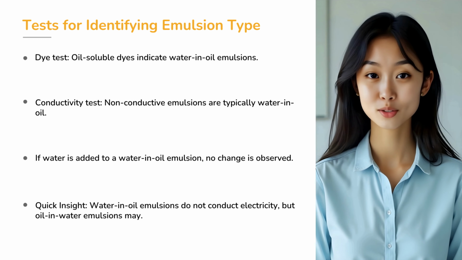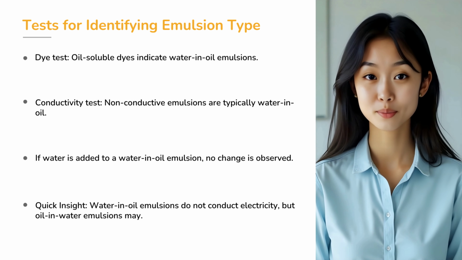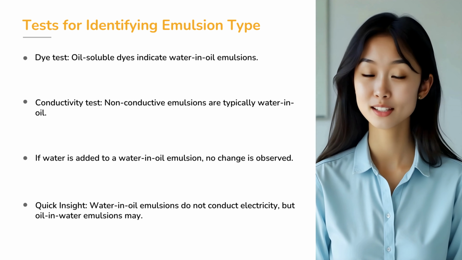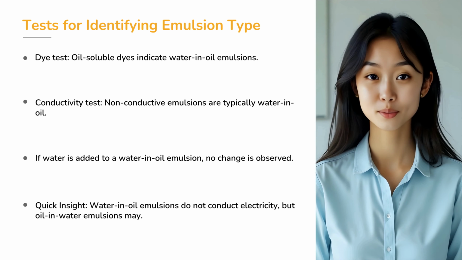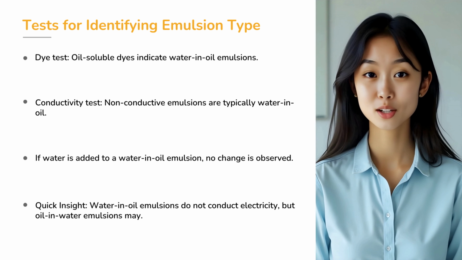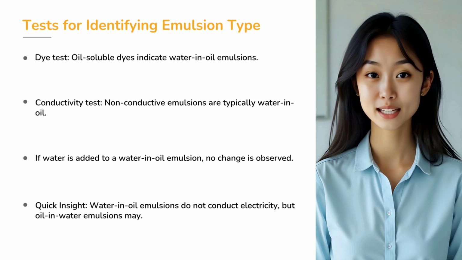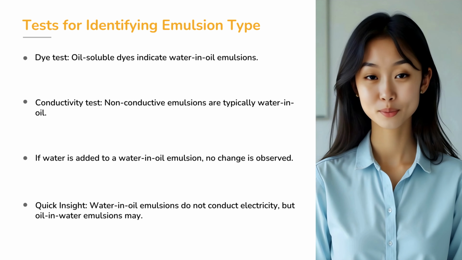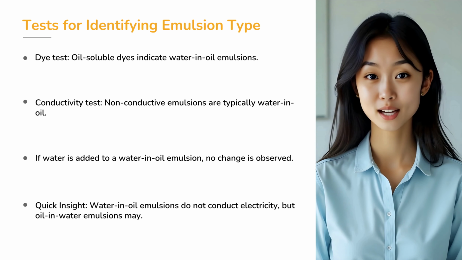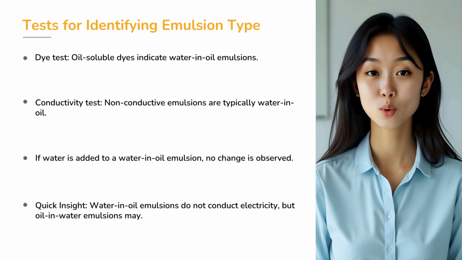Okay, so how do you tell whether you have an oil-in-water or water-in-oil emulsion? Well, there are a few cool tests you can do. First up, the dye test. If you add a water-soluble dye to an emulsion and the color spreads through the liquid, it's likely an oil-in-water emulsion. On the other hand, if the dye stays concentrated in one place and doesn't spread out, it's a water-in-oil emulsion.